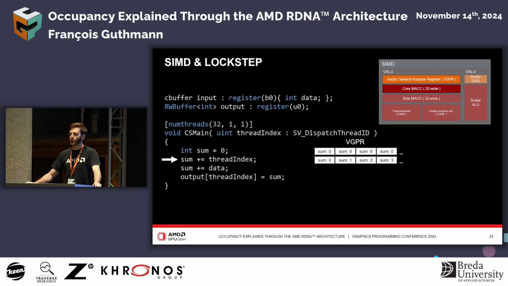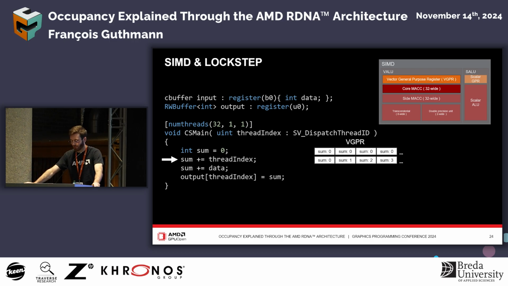To do this, we have a unit called the core MAC, for multiply accumulate unit, which is able to take 2 VGPRs and add them together. It will not do addition on each copy of the value one after the other. It will do 32 of them at the same time. This is why I've written that it is 32 wide. And this is, again, where the SIMD part comes from, right? It is able to do 32 operations at the same time.